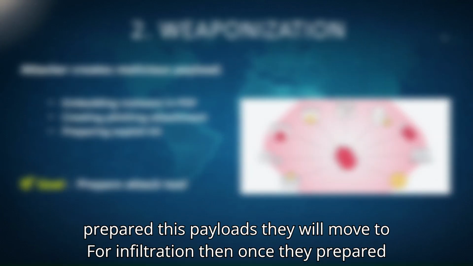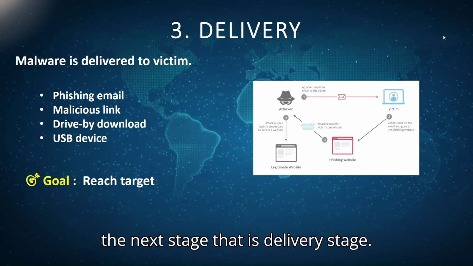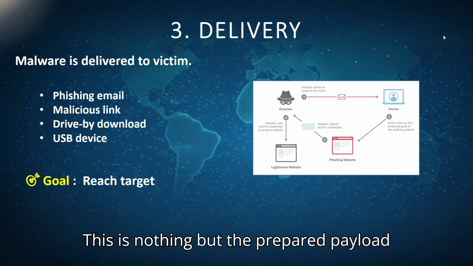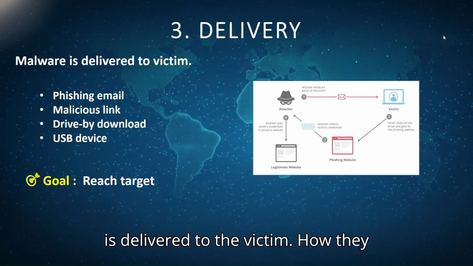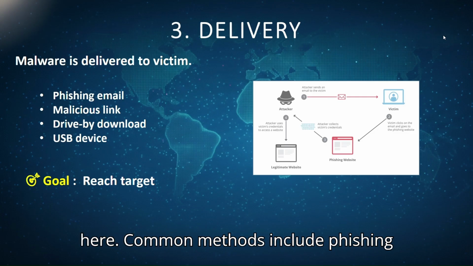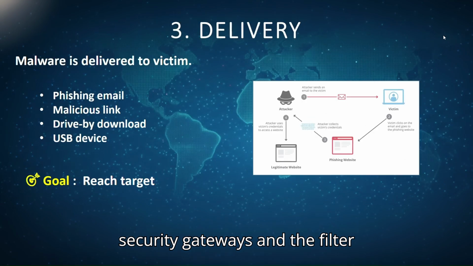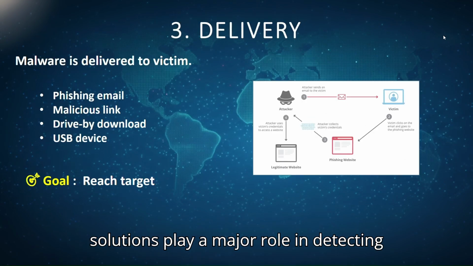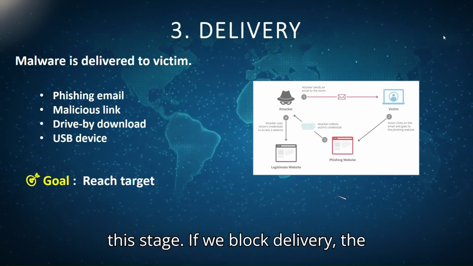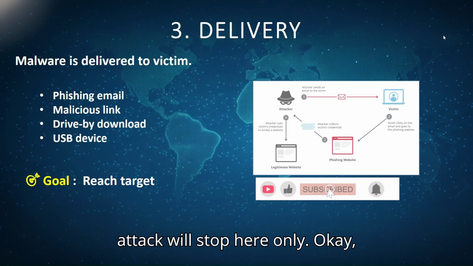Once they prepare the payload, they move to the next stage, delivery. This is where the prepared payload is delivered to the victim. How to deliver it is decided here. Common methods include phishing emails, malicious links, infected attachments, or drive-by downloads. Email security gateways and filtering solutions play a major role in detecting this stage. If we block delivery, the attack stops right here.